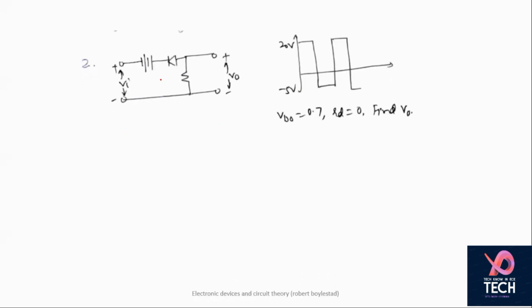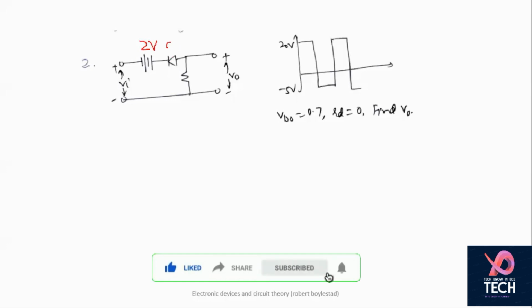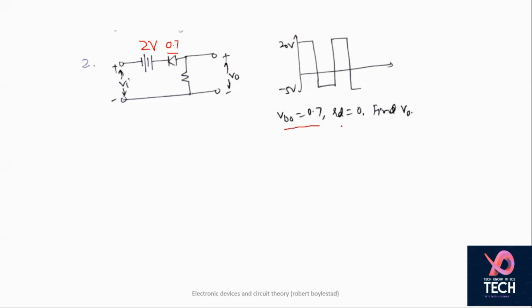This is the circuit, and this is 2 volts. In this case it is not an ideal diode, meaning it has a voltage drop of 0.7 volts across it, and this is the waveform we are applying. The diode voltage is 0.7 and the diode resistance is 0. We have to find the output voltage corresponding to this input. The input voltage in the positive cycle is 20 volts, and in the negative cycle it is minus 5 volts. So your input is like this in the cycle.